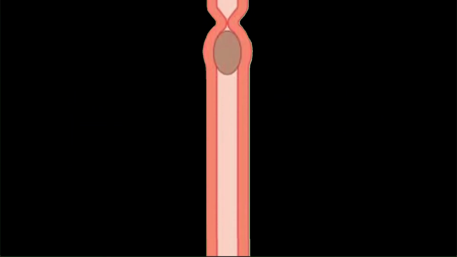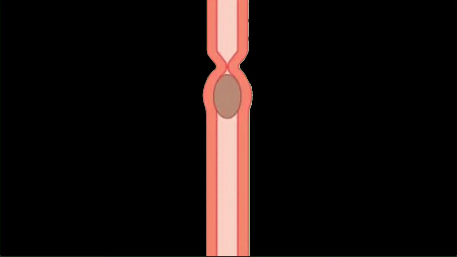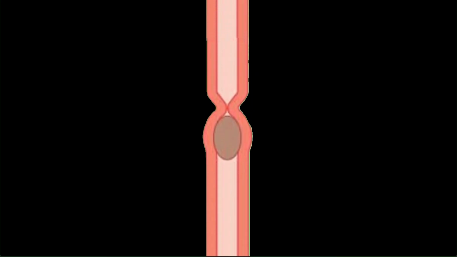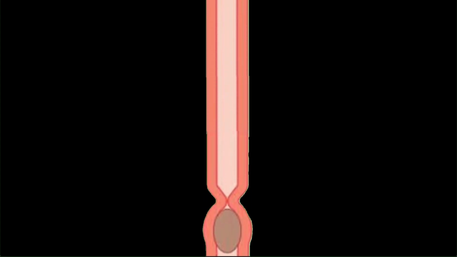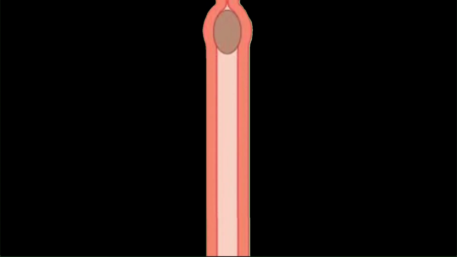Peristalsis is the propulsive movement of food in the GI tract from the pharynx down to the anus. Let's look at how this happens. In the GI tract, the walls themselves have a lot of neurons.